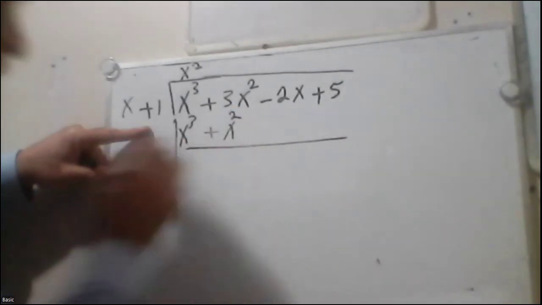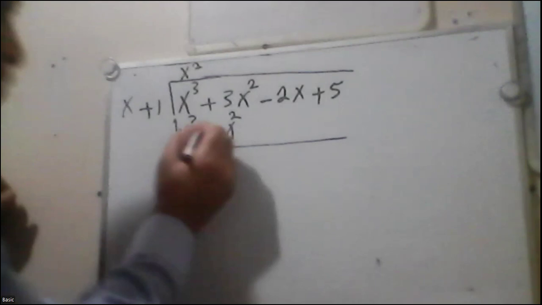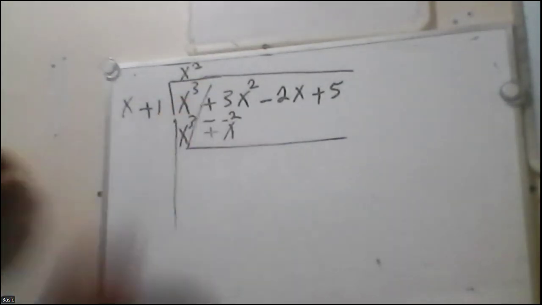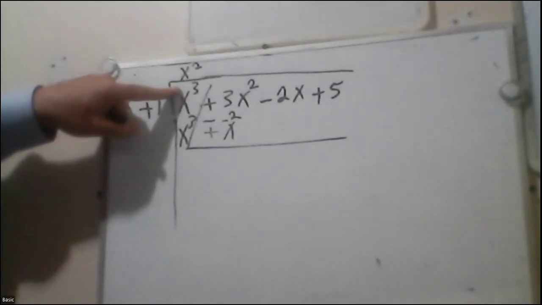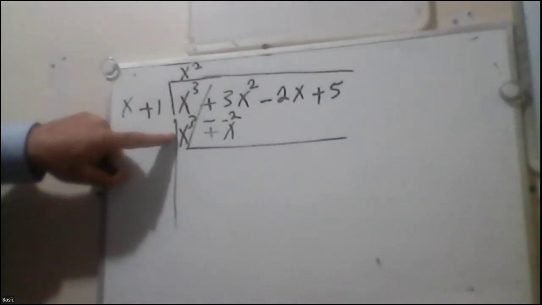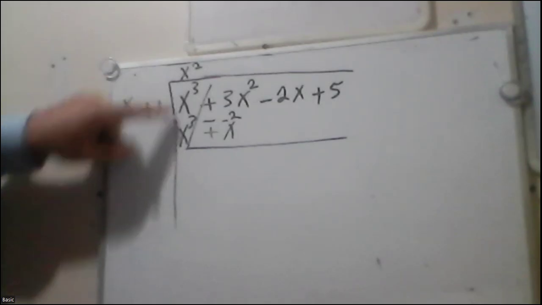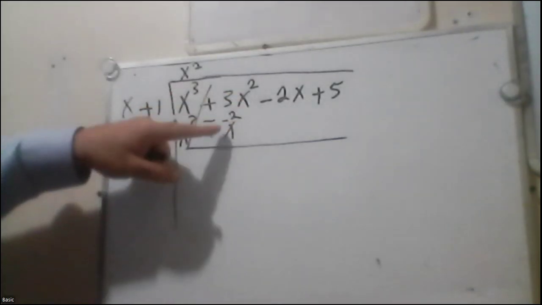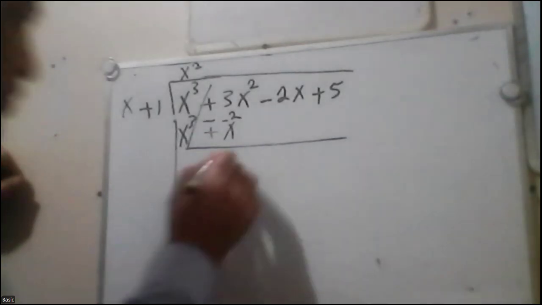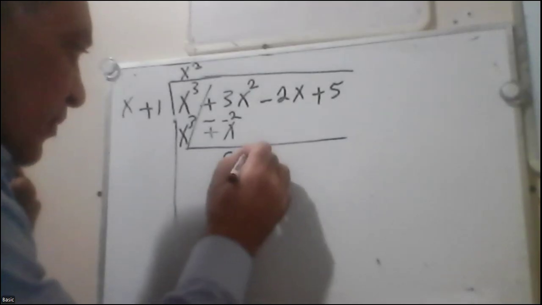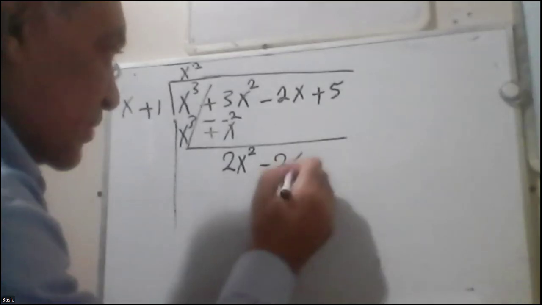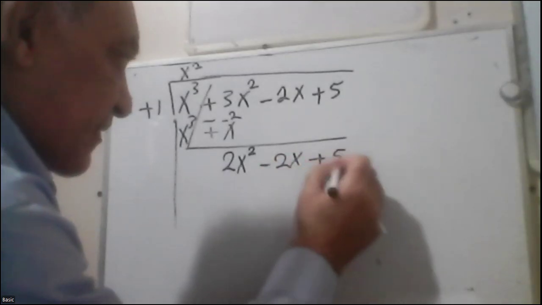Then I draw a line and subtract. The x cubed minus x cubed cancels out. Then 3x squared minus x squared gives me 2x squared. Then I bring down the other terms, which are minus 2x and plus 5.